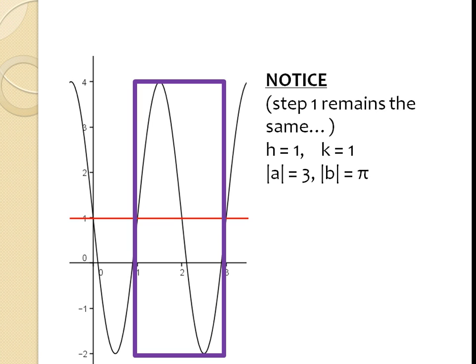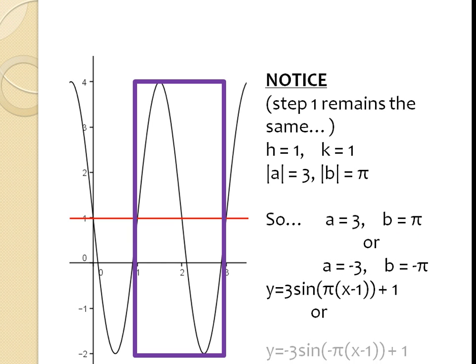Your absolute value of b is pi. Again, the parameters are remaining the same. The only thing that's changing in this case is that because a times b is positive, either both a and b are positive or both a and b are negative. So when we put our rule together, we get 3 sine of pi (x minus 1) plus 1, or negative 3 sine of negative pi (x minus 1) plus 1.